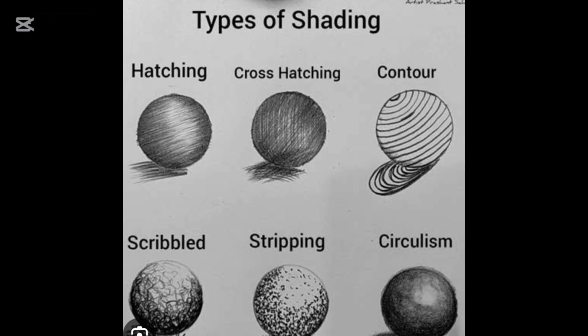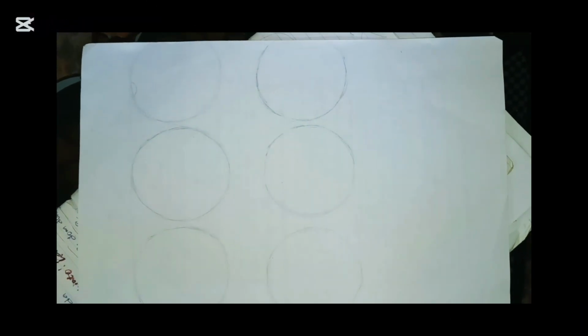Today we are going to be learning the types of shading. We have the following types of shading as you can see. We have hatching, cross hatching, contour, scribble, stripping and cyclism. Okay, let's quickly go through the different types of shading that we have.